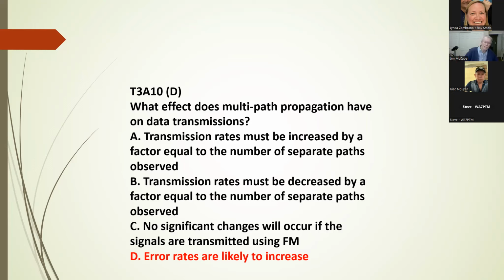And if you've got different paths coming in, multipath again, it's more likely that all of the signal is not coming through the same path, and there's going to be a slightly different time that the signal will arrive. Things like that, the multipath effect can create error rates that are higher than normal if you had a direct communication. So again, understanding multipath leads you to that correct answer of D. Error rates are likely to increase.